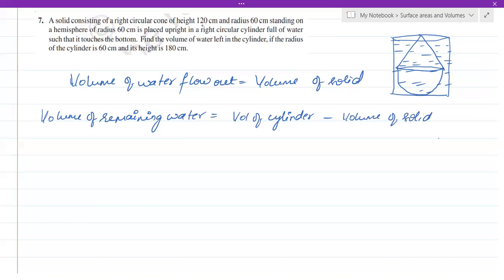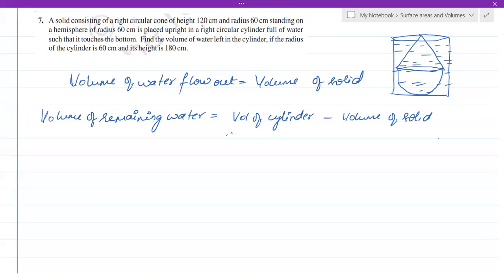So what you add and what is left. Earlier the cylinder was completely filled, so the complete amount of water is equal to the volume of cylinder. Now some amount of water flown out. What is the amount of water flown out? That is equal to the volume of solid. If you subtract these two things, you get the volume of remaining water, isn't it?